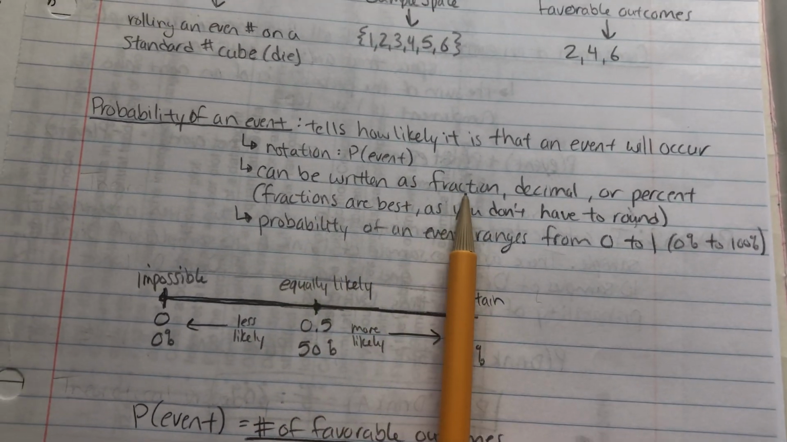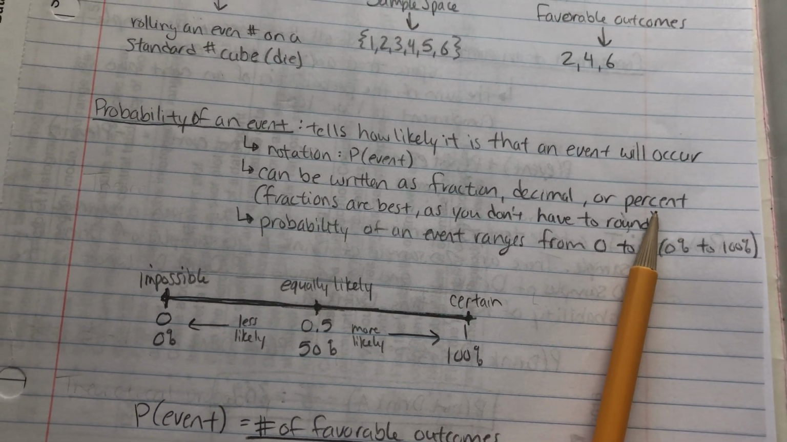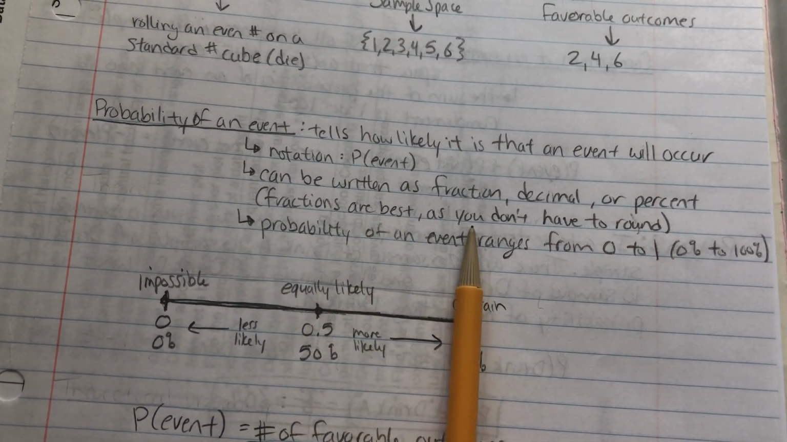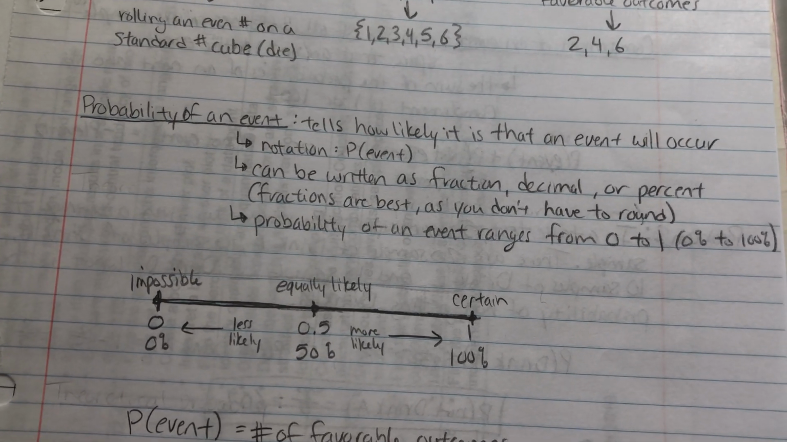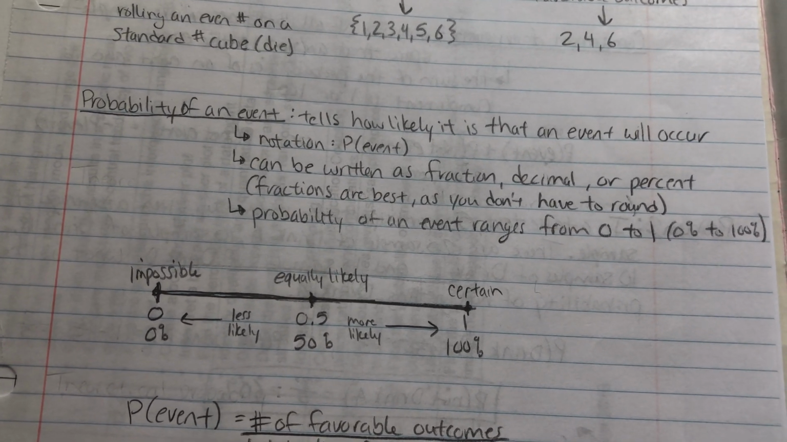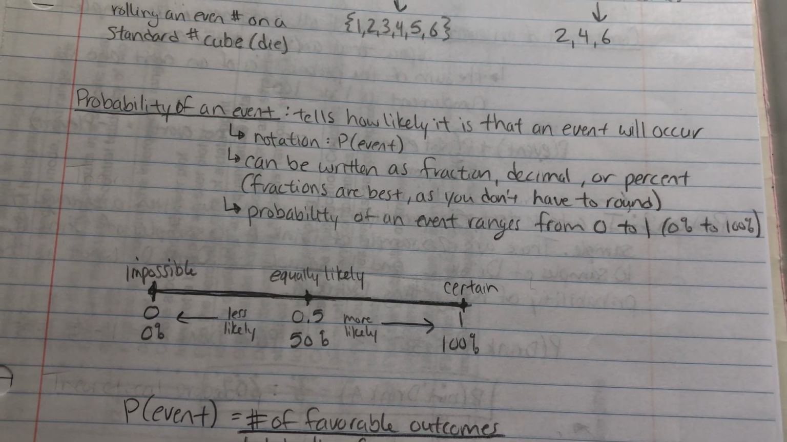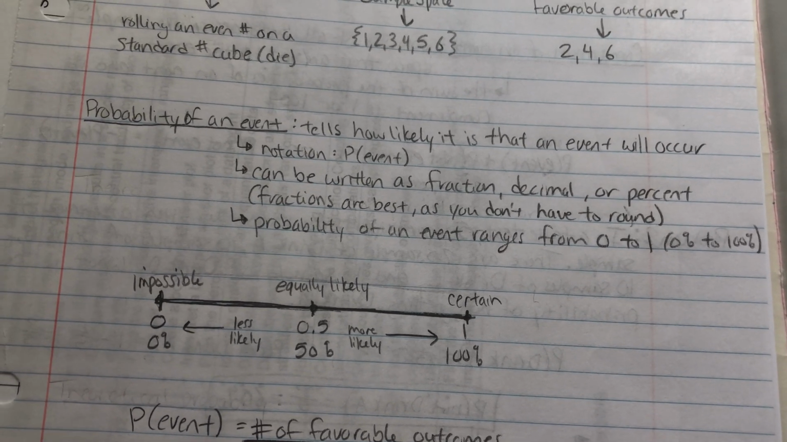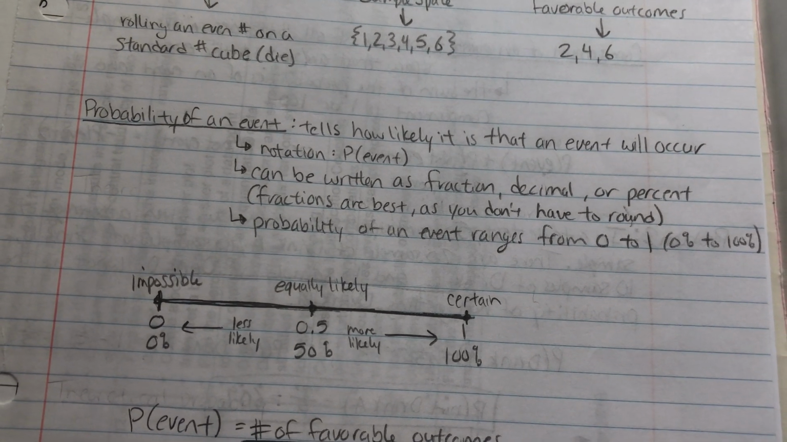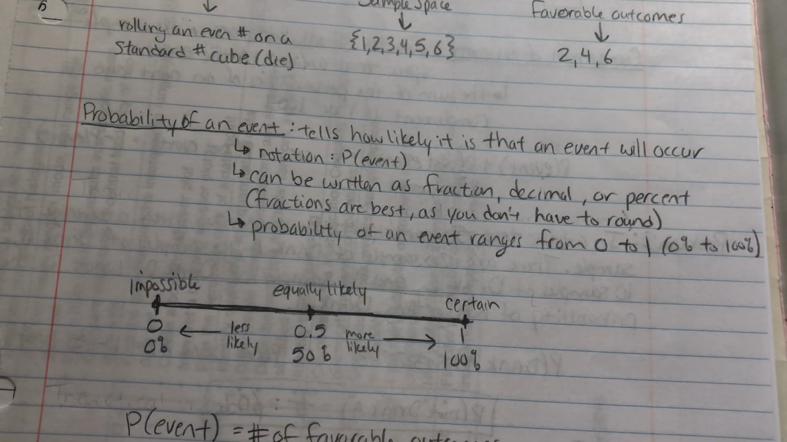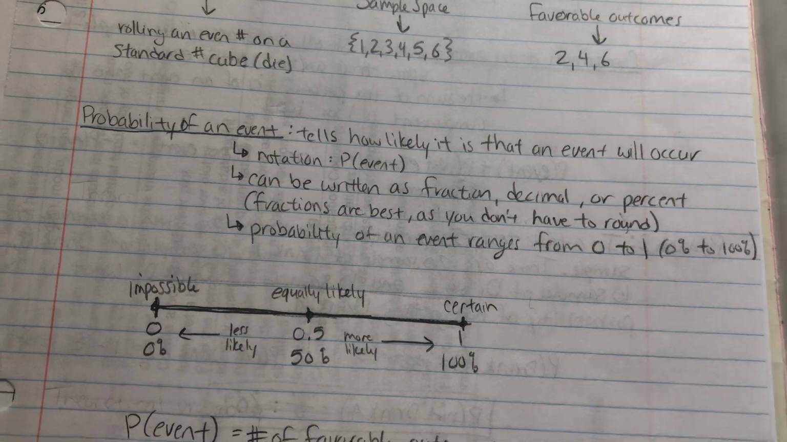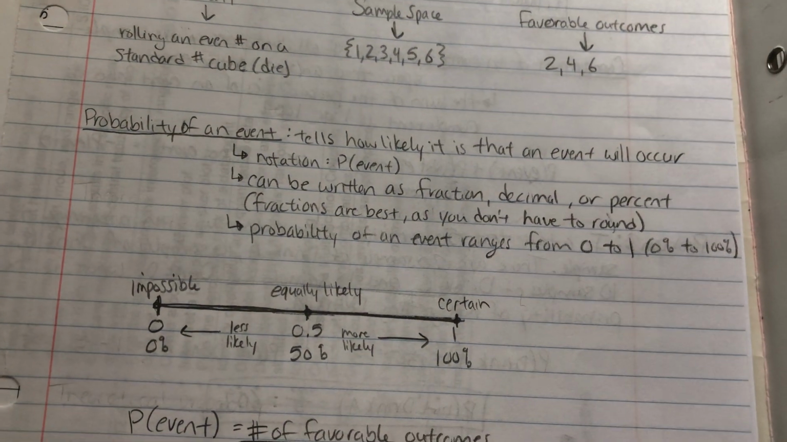Probability can be written as a fraction, decimal, or percent. Fractions are the best. That way you don't have to round anything. Percents are often spoken a lot more commonly just because they sound better. And as far as the decimal, that's more higher math level. You'll use decimals more often then. So it's completely up to you. I tend to write my probabilities as fractions or percents.